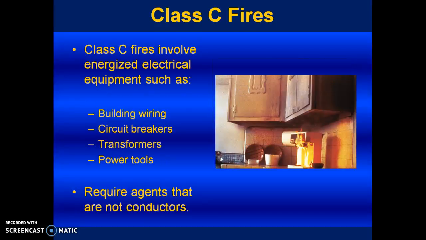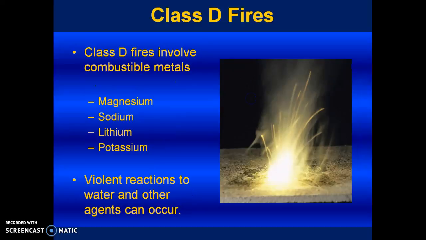Class C fires. Class C fires involve energized electrical equipment such as building wiring, circuit breakers, transformers, and power tools. The extinguishing agent needs to be a non-conductor. Class D fires. This is going to be your ordinary combustibles, usually your metals, your magnesiums, your sodiums, your lithium ions, or your potassiums.